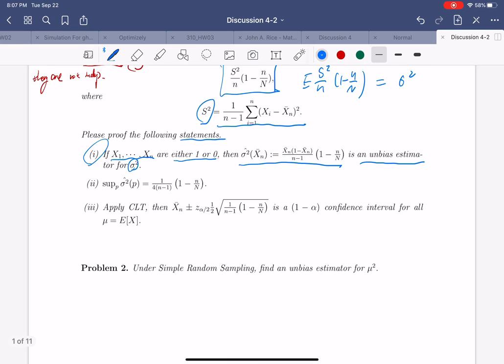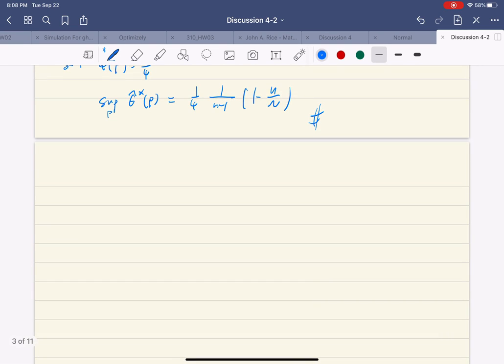And the next question is, we want to apply the central limit theorem to check that this confidence interval is a 1 minus alpha confidence interval for all p. So I want to check. It is sufficient to show that the probability of mu belonging to the confidence interval, with bounds S bar minus z alpha over 2 times this, is at least 1 minus alpha.